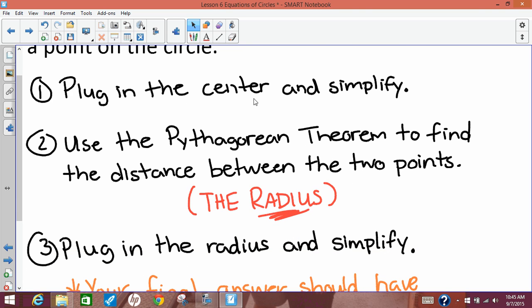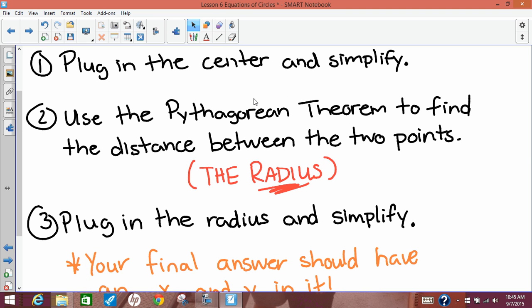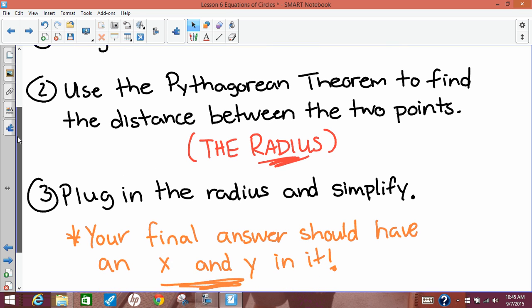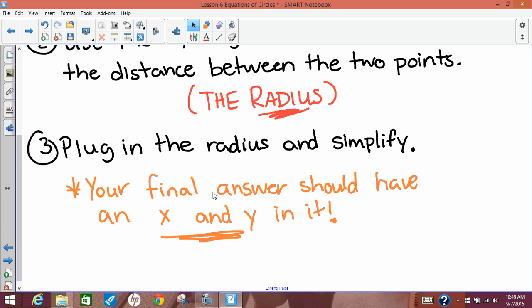So I kind of summed up that process here of finding the equation of a circle if you have a center and a point. So we start by plugging in the center and simplifying. We use our Pythagorean theorem to find the radius, and then we plug in. And I'm reiterating here, you should have an x and y in your final answer. If you don't, then we've done something wrong, or maybe you've gone too far.